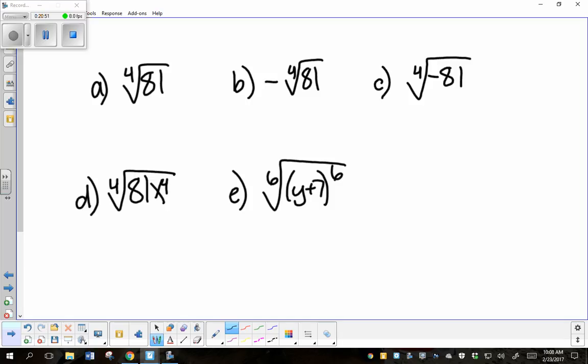And if you finish writing them, try to think about what times itself 4 times would give you 81. Don't say it out loud, just think about it. It's a whole number. What times itself 4 times would give you 81? Don't say it out loud, just think about it.